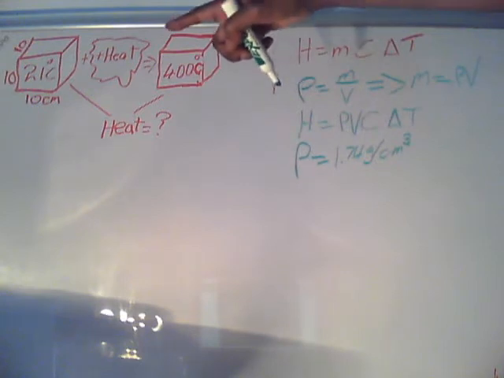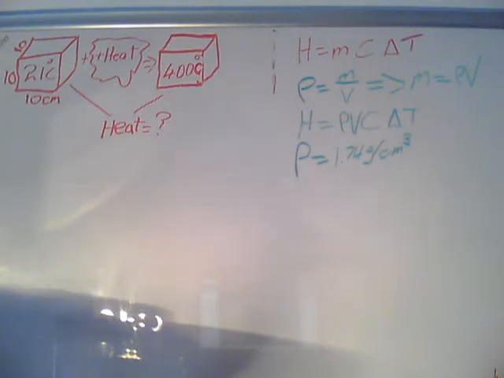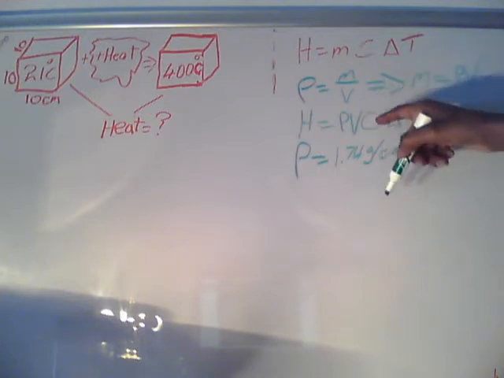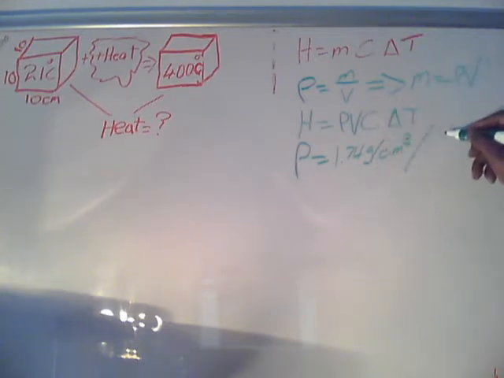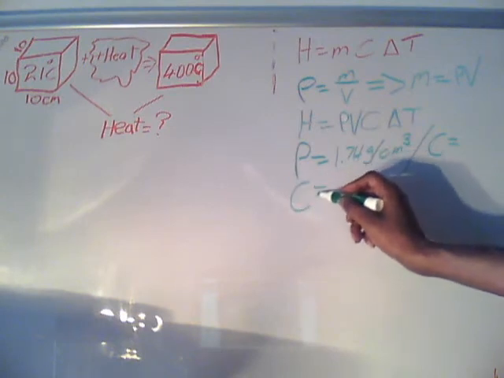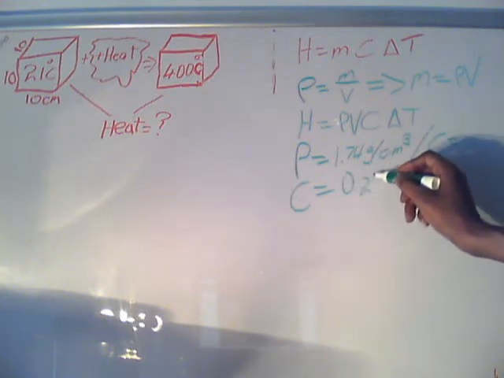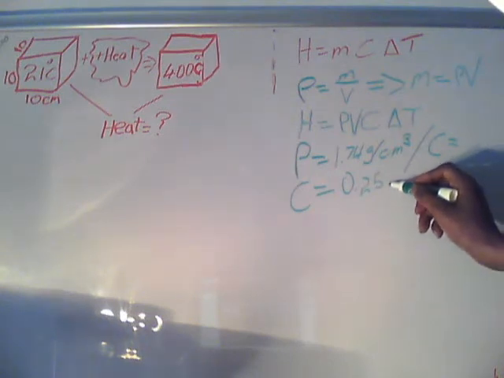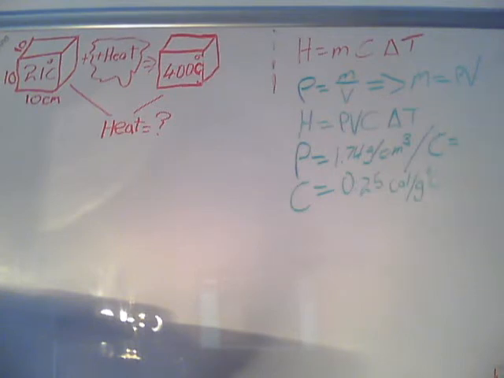Our volume, we know, was given. They told us the dimensions of the block, so volume is depth times width times height. C, the specific heat of magnesium, is another material property that we can look up in the tables, and that's in table 4.2 of the text. C is equal to 0.25 calories per gram degrees Celsius.